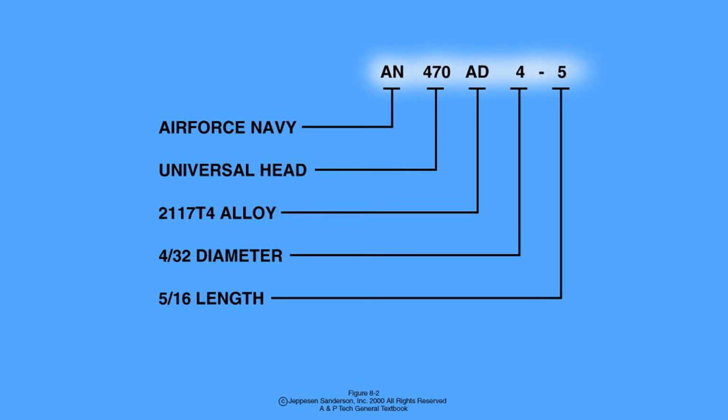Now we can see how the part number for a rivet fully describes the rivet. In the part number AN470AD4-5, the AN gives us the standards the rivet was built to. The 470 informs us of the shape of the rivet head. The AD informs us of what alloy the rivet was made of and what heat treatments it has undergone. And the 4-5 tells us the diameter and length of the rivet shank.